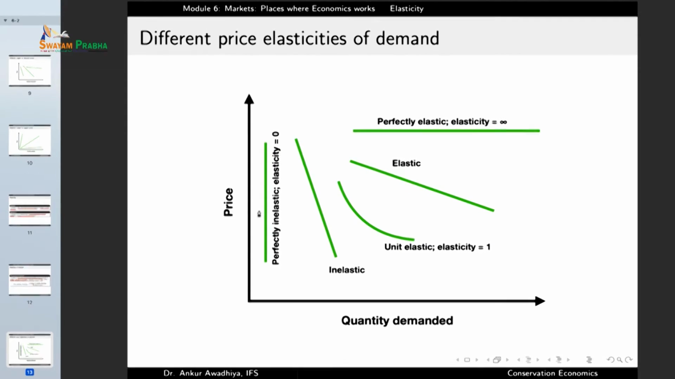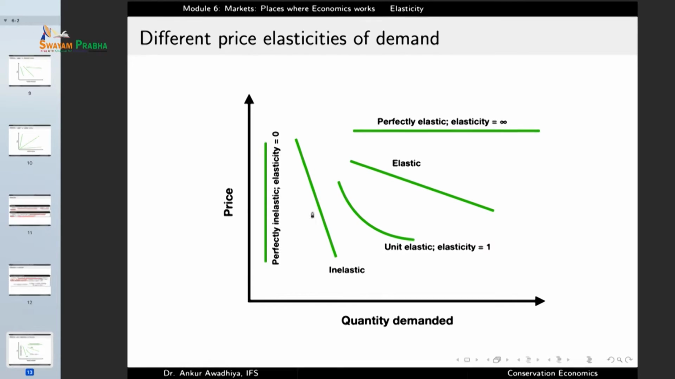Now, an easy way to remember the shapes of these curves is by remembering the word inelastic. The word inelastic begins with an I, and in the case of an inelastic demand curve, it looks like the alphabet I. So it is vertical. When you have a vertical demand curve, then it is inelastic. When you have a horizontal demand curve, then it is elastic.